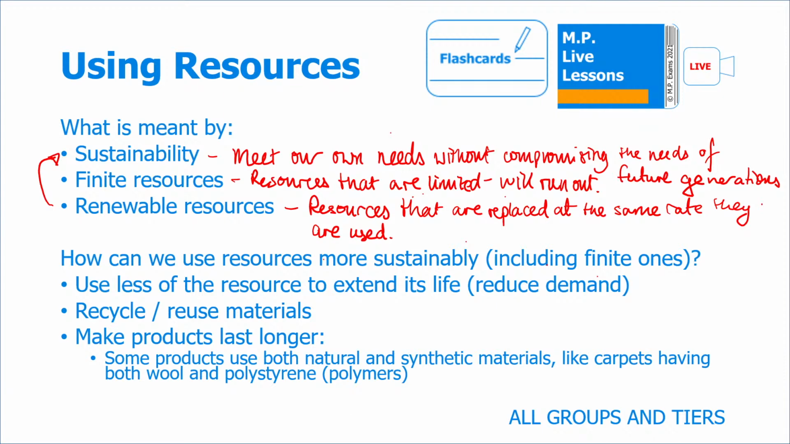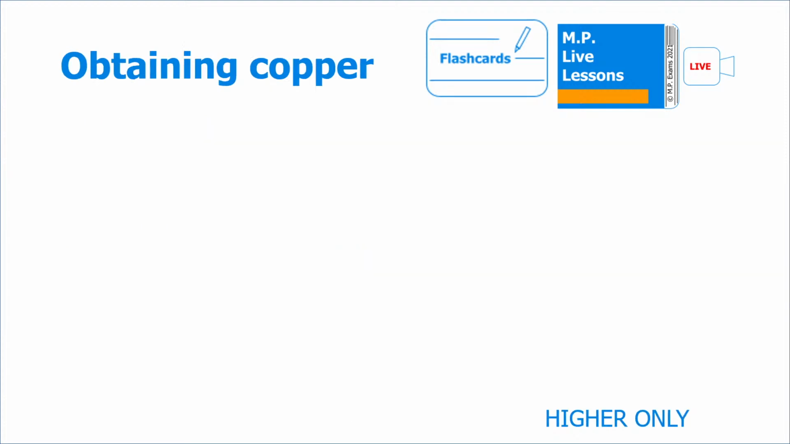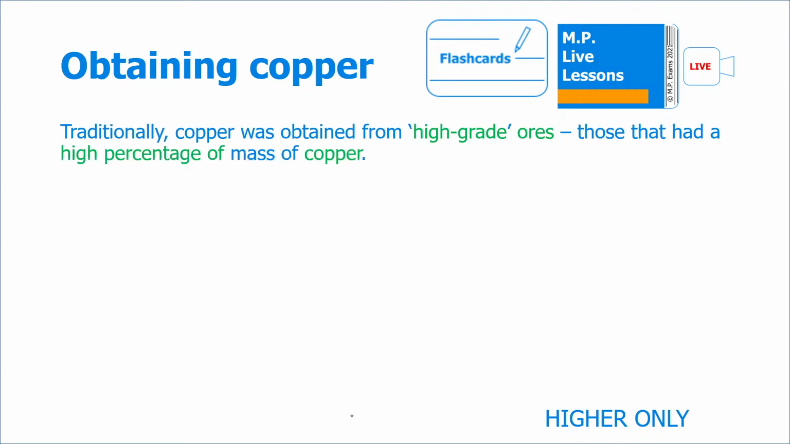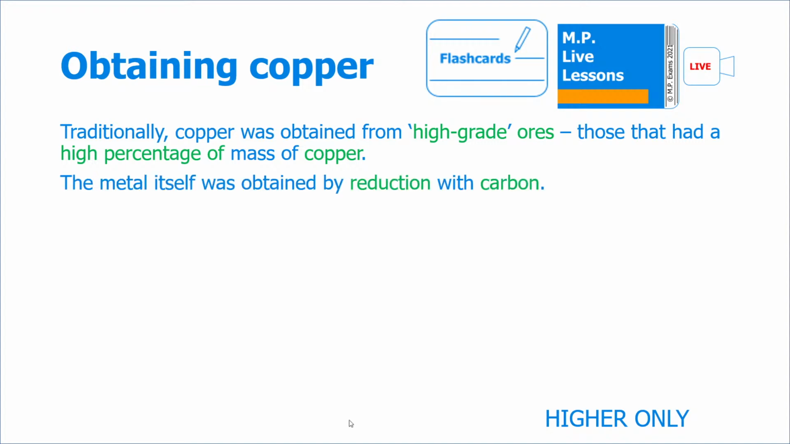Now, one special case is for higher tier. They'll need to know about sustainable production of copper, or obtaining copper in a sustainable way. So copper used to be obtained from high-grade ores, so these are ones with a high percentage mass of copper. The metal itself was obtained by reduction with carbon. So as in the carbon would react with the oxygen in the ore and just leave the copper by itself.